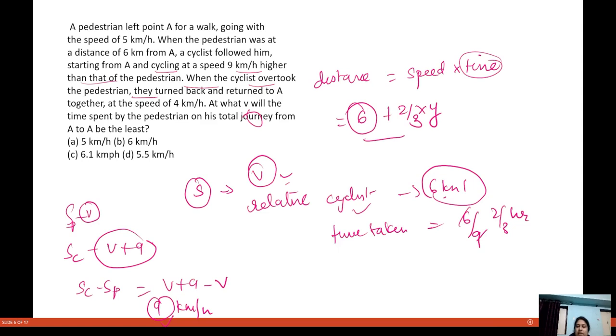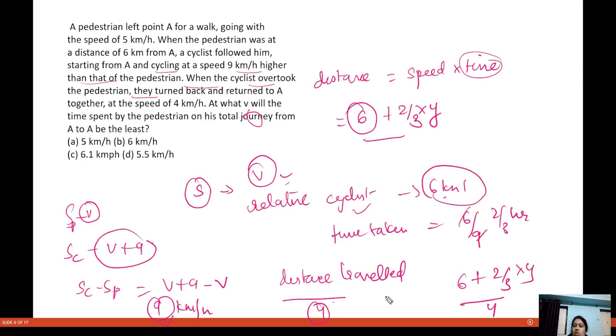Now we got the distance traveled. What is our next step? When we get the distance traveled and we know the return speed of 4 kilometers per hour, the distance traveled divided by 4 will be your return time. So (6 plus 2 by 3 into y) divided by 4 will give you the return time.